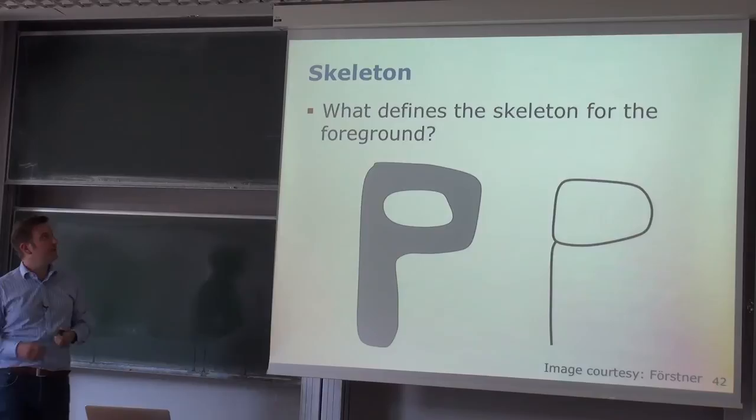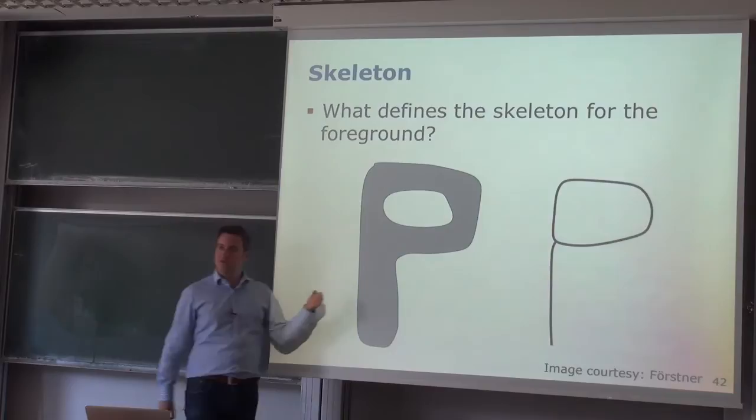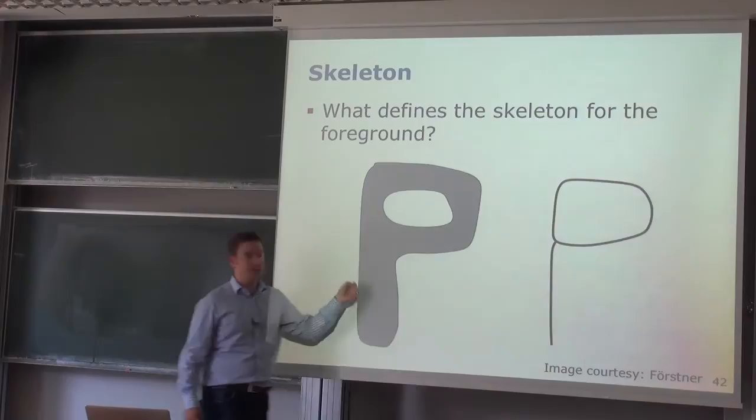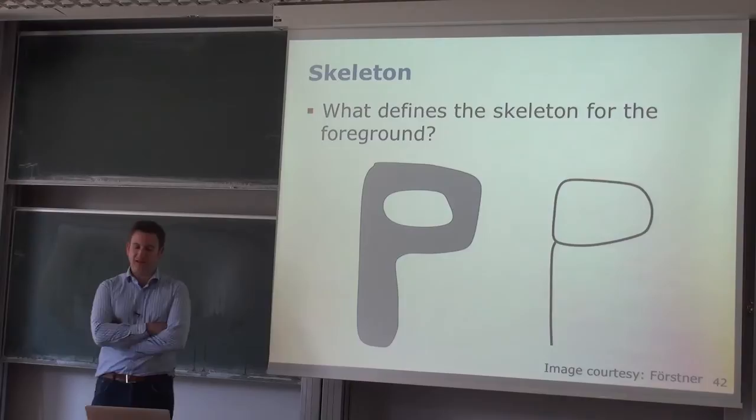So the first thing, before we answer this question, is: what actually defines this skeleton? What is the reason why a point is labeled black in here compared to this image? There are actually three different views on how we can see a skeleton. And I would like to ask you now, what are possible explanations of the skeleton, the simplification?